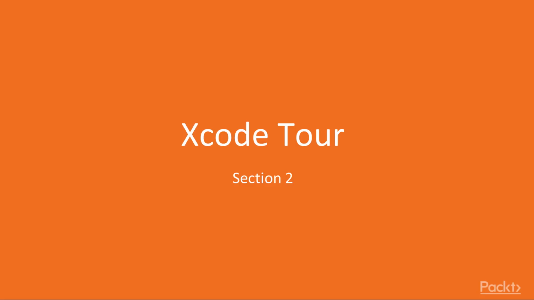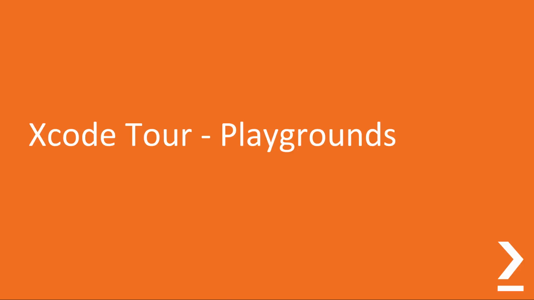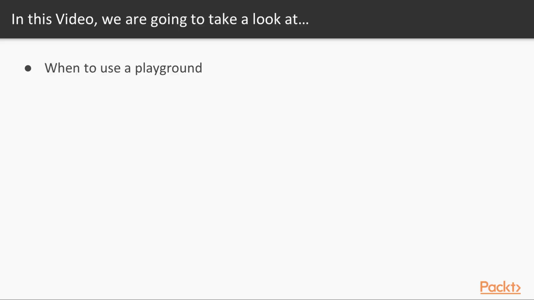In this section, we're going to be taking a tour of Xcode, the program that we use to make apps. So there's really two parts that we're looking at. We're going to be looking at playgrounds and we're going to be looking at Xcode projects. So in our very first video in this section, we're going to take a look at the playgrounds, specifically when to use them and sort of the basic functionality. We'll dive into this deeper towards the end of the course. So let's go ahead and get to it.